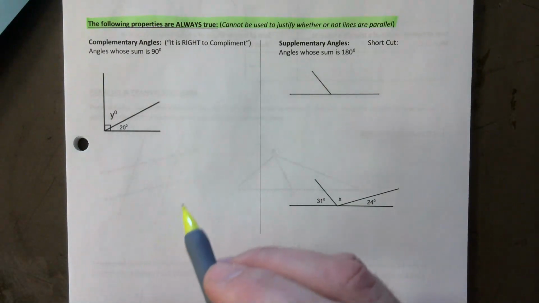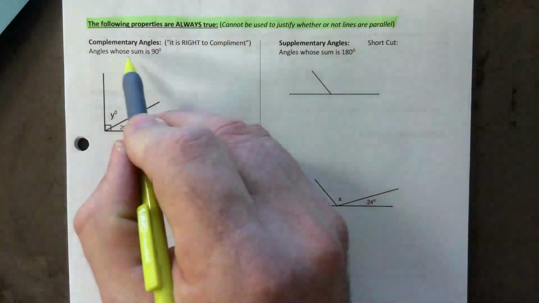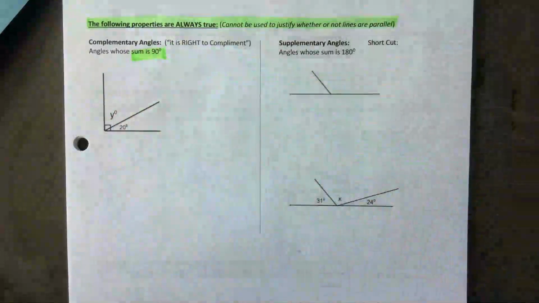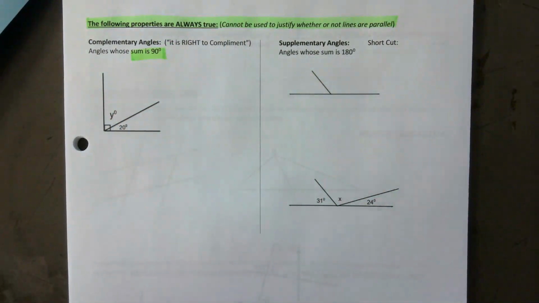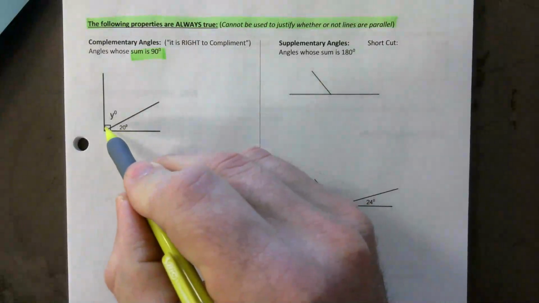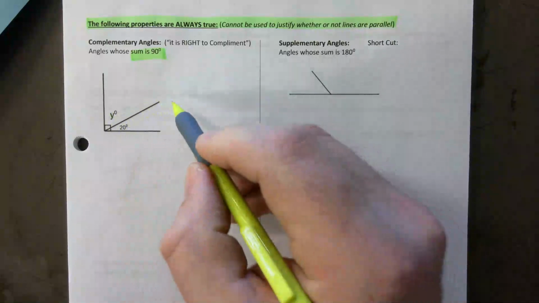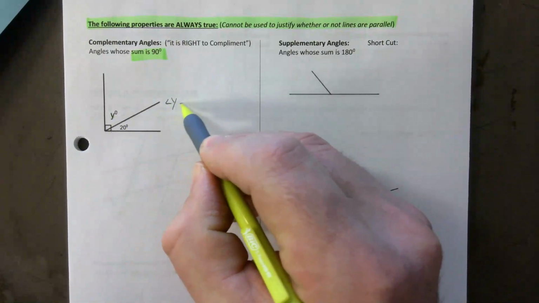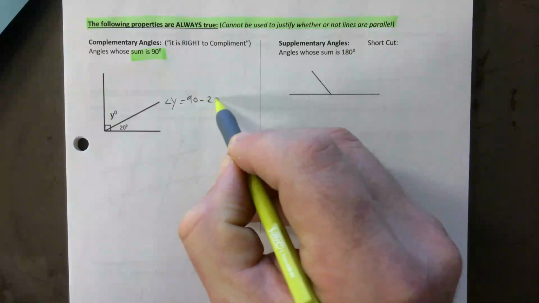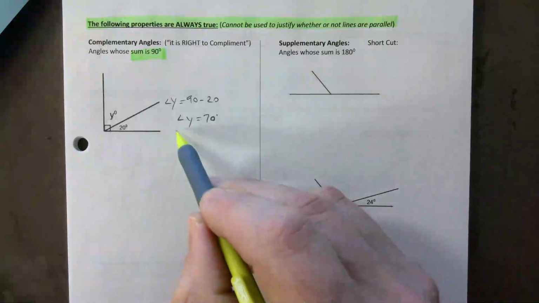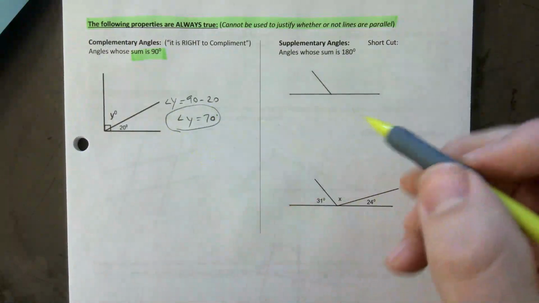Complementary angles, angles whose sum is 90 degrees. So if you have a 90 at the corner and you've got a 20 and a y, we can easily find angle y by going 90 minus 20. So angle y would be 70 degrees. I think there's no news there.